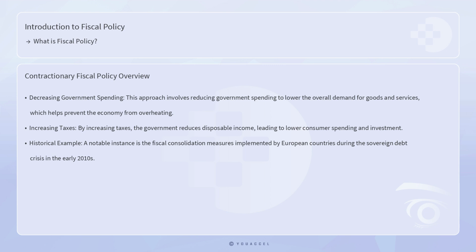A historical example of contractionary fiscal policy is the fiscal consolidation measures implemented by many European countries during the sovereign debt crisis in the early 2010s. These measures aim to reduce budget deficits and public debt levels by cutting government spending and increasing taxes.